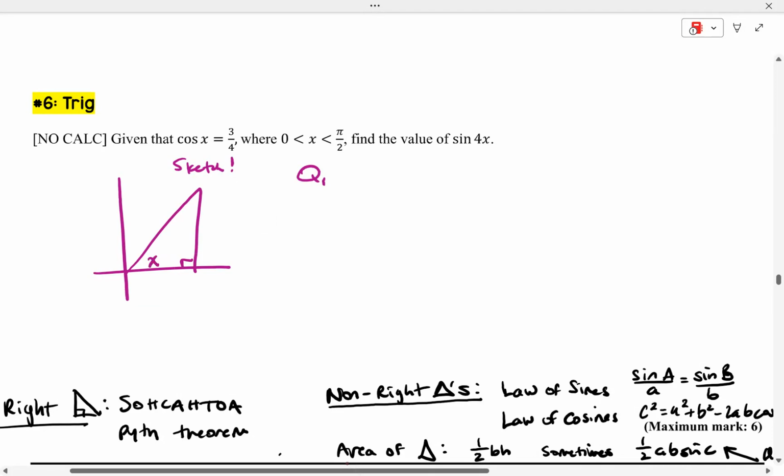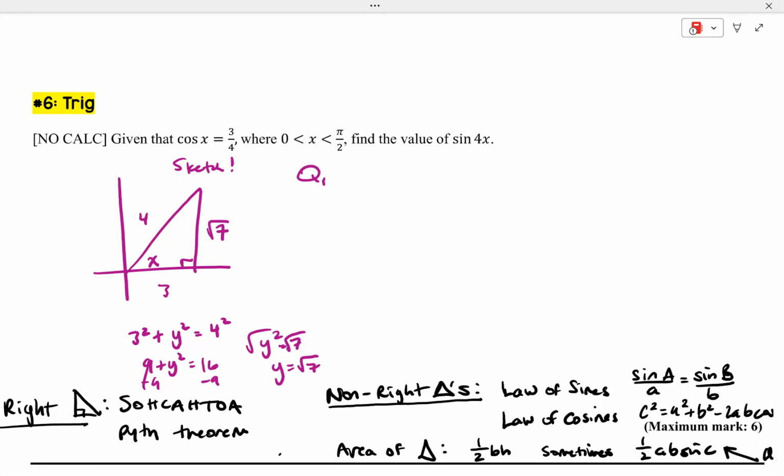This is x, and then I have adjacent over hypotenuse. Okay, this isn't a nice little 3, 4, 5, so I got to do Pythagorean theorem, right? Ew, that's a very sad 3. Hold on. Let's call this y. Okay, I have it. Yes. Just double check the signs. Oh, good. We're in quadrant 1. Everything's positive. No problemo.